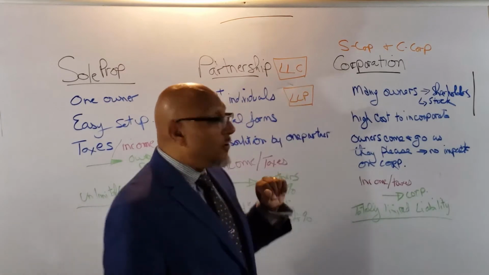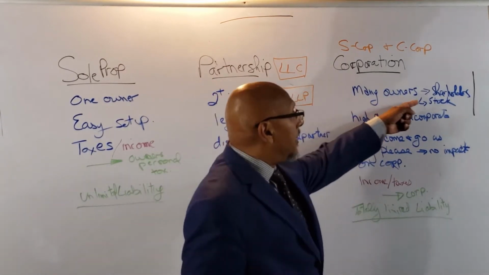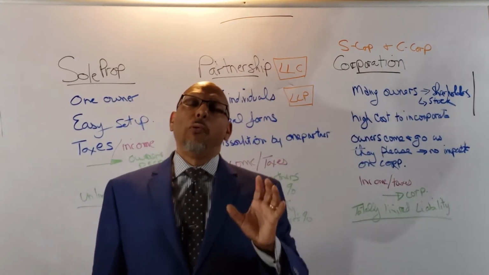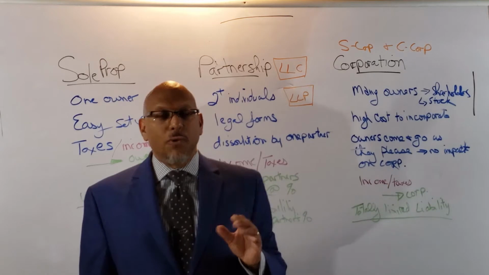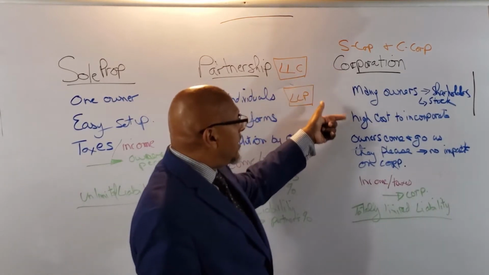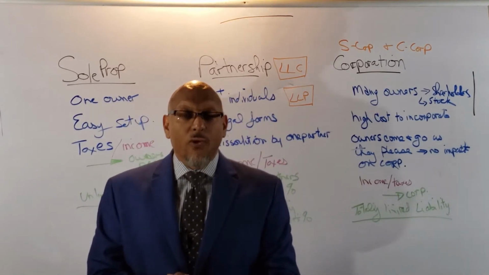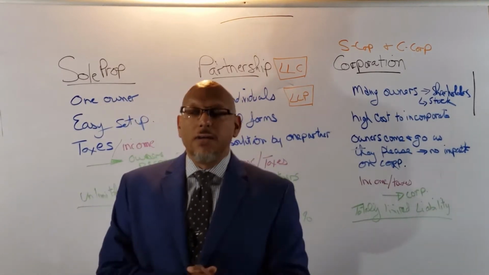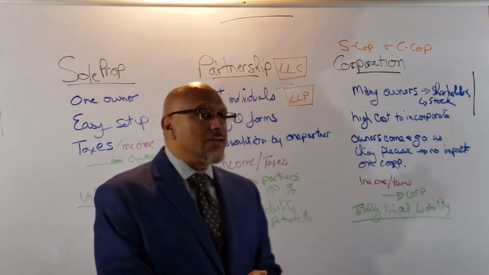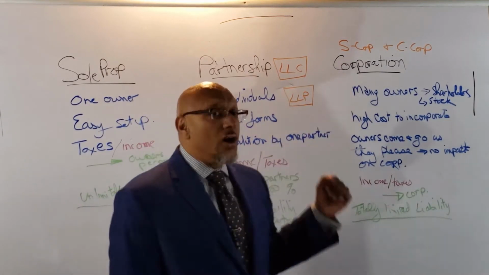There are many, many owners, and they're called shareholders or stockholders. They are a shareholder and they own stock, and that is their portion or proportion of ownership of the corporation. So in a corporation, there's many owners. There is a high cost to incorporate. That takes a lot of forms. There's articles of incorporation that needs to be drawn up and filed, and that calls for a lawyer to file all that and costs. So there's a higher cost.